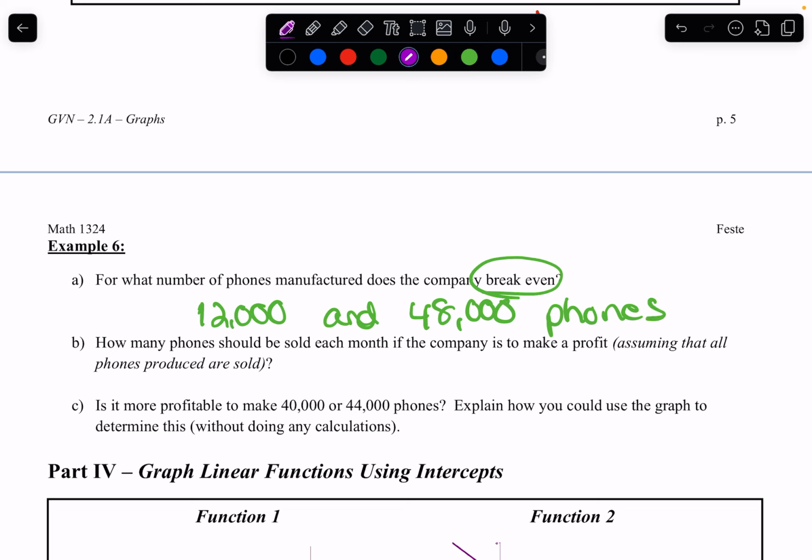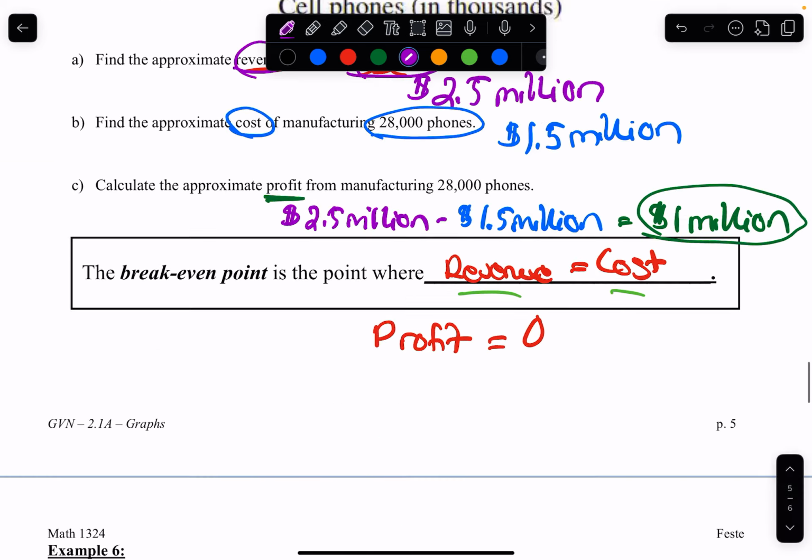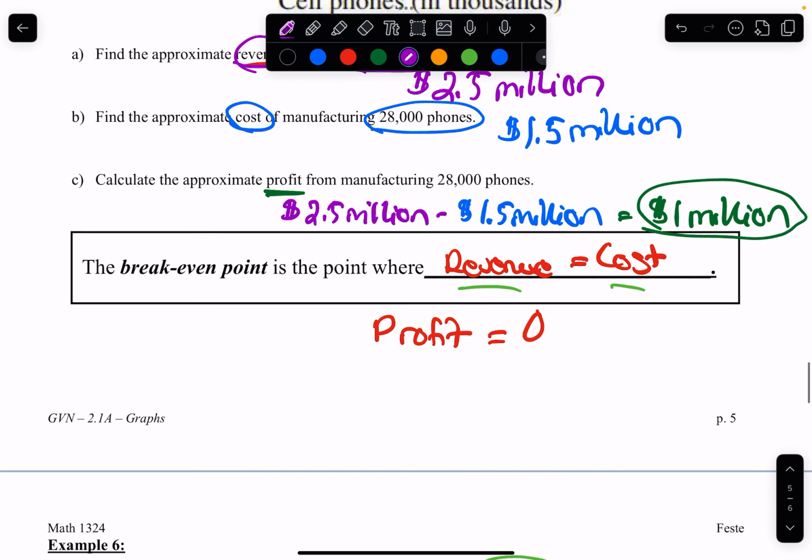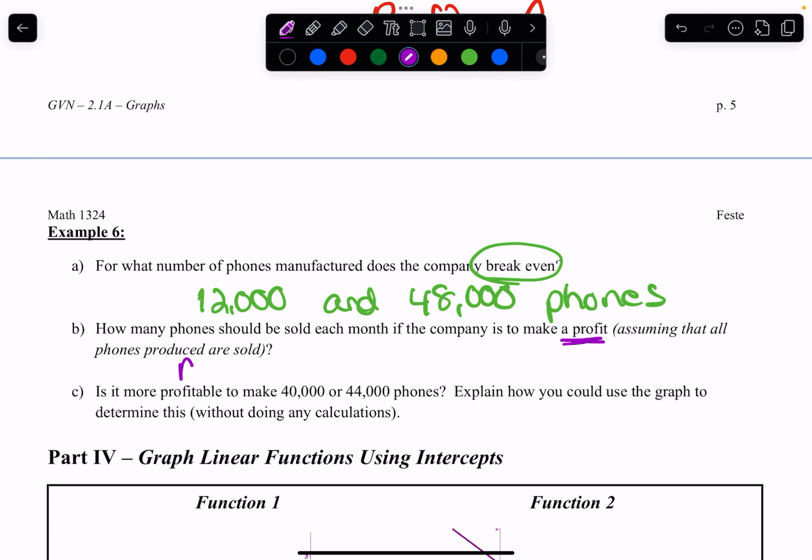How many phones should be sold each month if the company is to make a profit? Assuming that all phones produced are sold, if we look at the graph here, the revenue is higher between the break-even points and the cost is lower. So the area between the revenue and the cost, where the revenue is higher, is the profit. That means it's going to have to be between 12,000 and 48,000 phones.